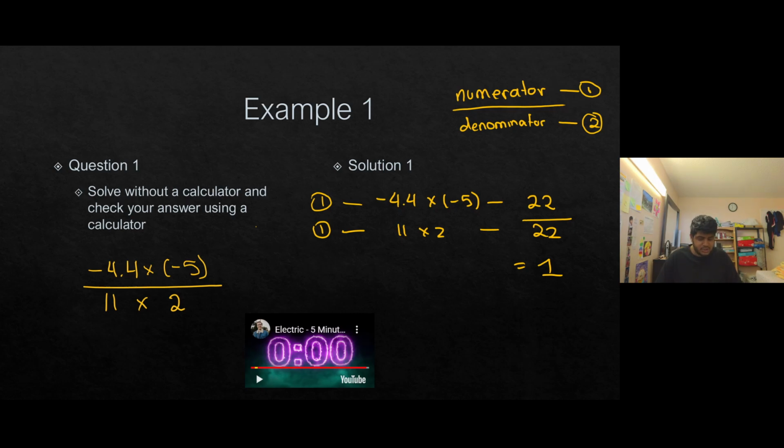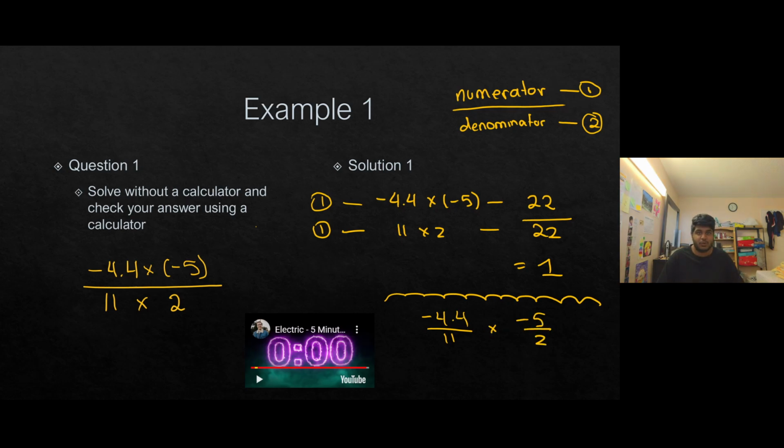Now, the reason I wanted to show you this question is actually because there is a second way to do this, right? Observe that whenever we have a fraction like this, because we're just multiplying anyway, we can actually break this up into negative 4.4 over 11 times negative 5 over 2.